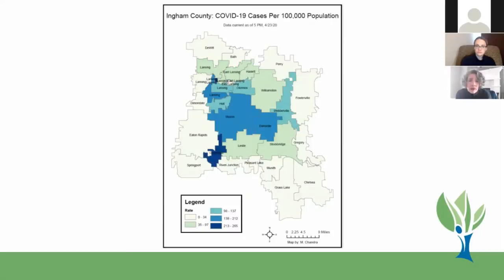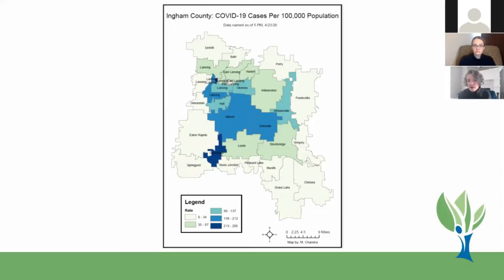So again, when you look at rates in very not densely populated areas like down there in Onondaga, it doesn't take very many cases in an area like Onondaga to create a rate that's quite high, because their population is very low. So when you look at it this way, you have Mason, Dansville, and 48911 in kind of the same range.